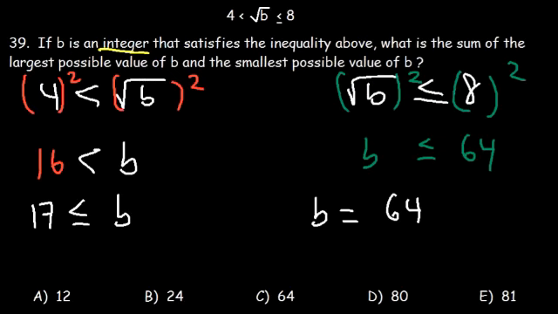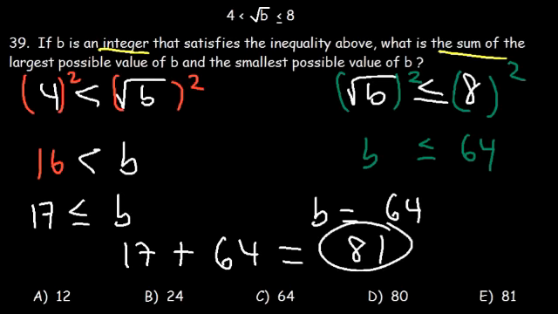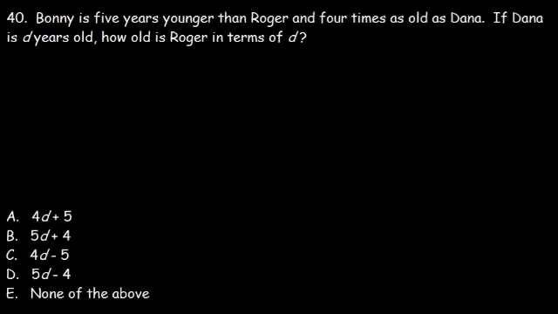So our goal is to find the sum of the largest possible value of b and the smallest possible value of b. So the smallest value of b is 17, and the largest value of b is 64. 17 plus 64 is equal to 81, and therefore E is the right answer. Number 40. Bonnie is 5 years younger than Roger and 4 times as old as Dana. If Dana is D years old, how old is Roger in terms of D?